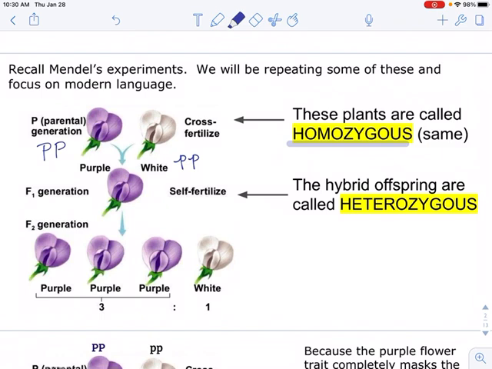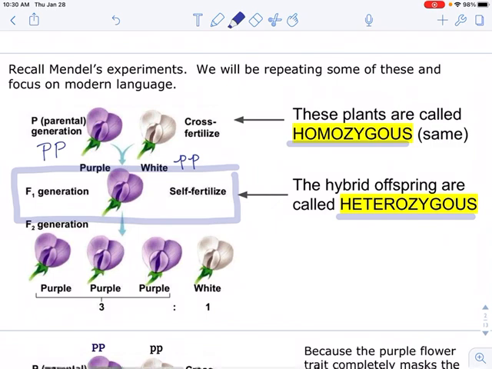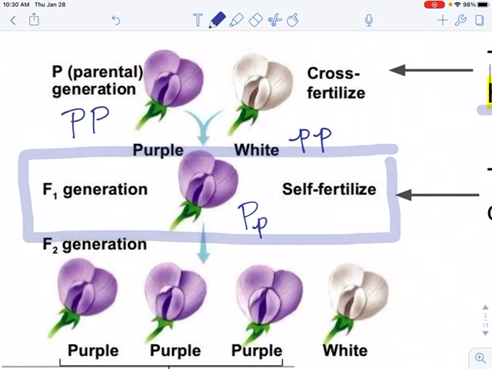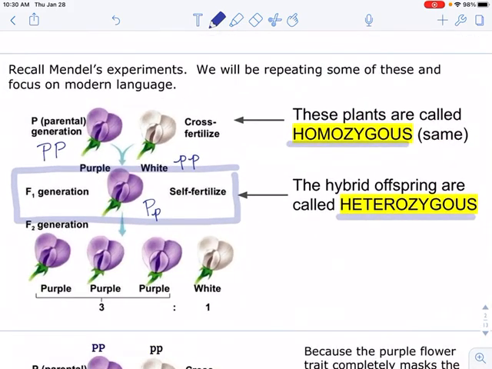Then the offspring of the parental generation is referred to as the F1 generation. So here's the F1 generation. It stands for first filial. Mendel referred to these individuals as hybrids, but we now use the term heterozygous. That prefix hetero means that the two alleles are different. So if we were to look at that purple flowered plant, it has one dominant P and one recessive p, so a capital P and a lowercase p.